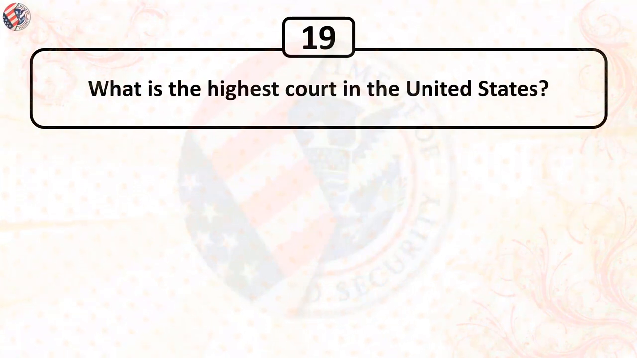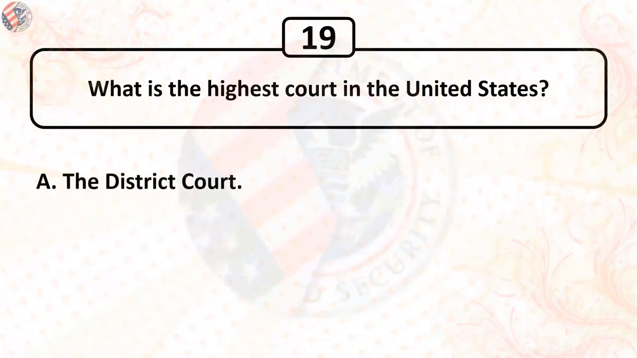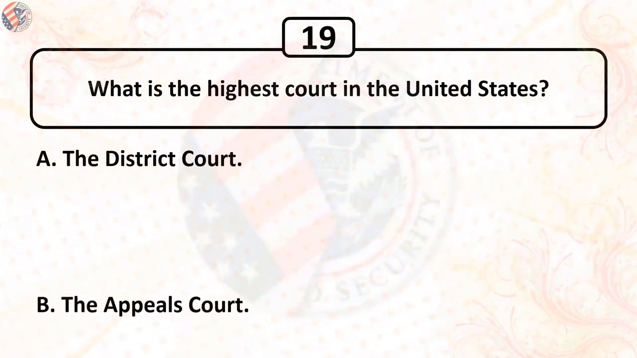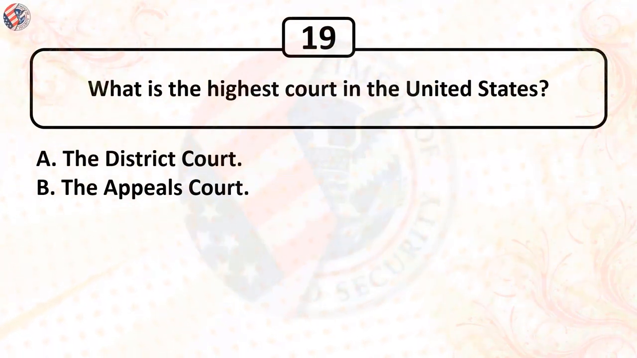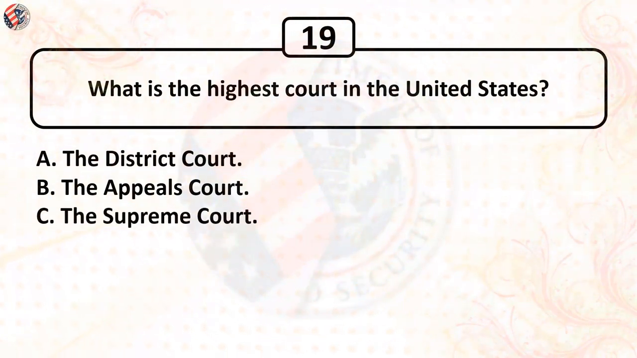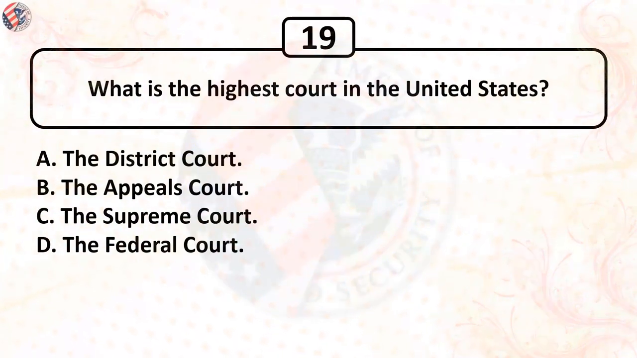What is the highest court in the United States? A. The District Court. B. The Appeals Court. C. The Supreme Court. D. The Federal Court.